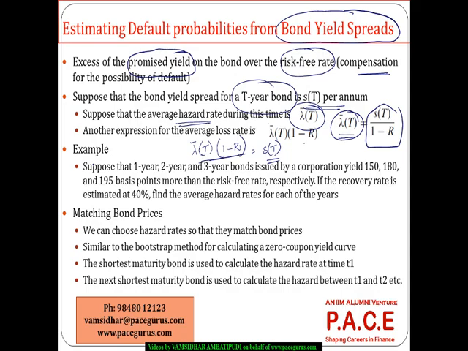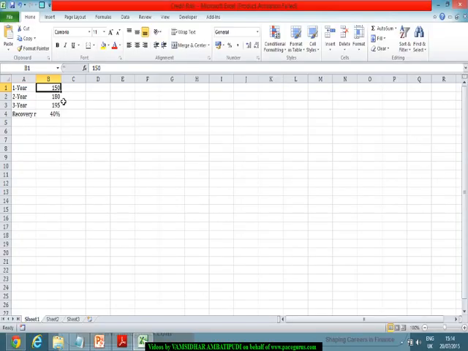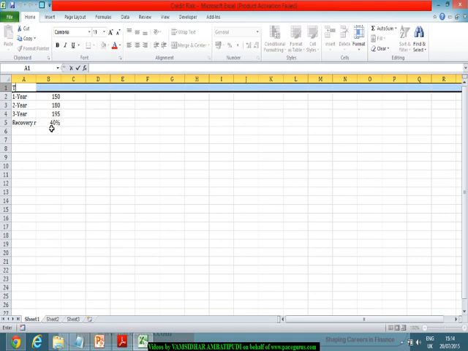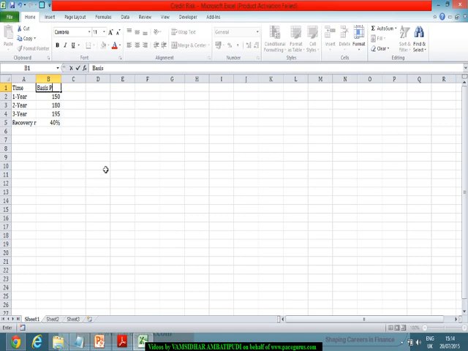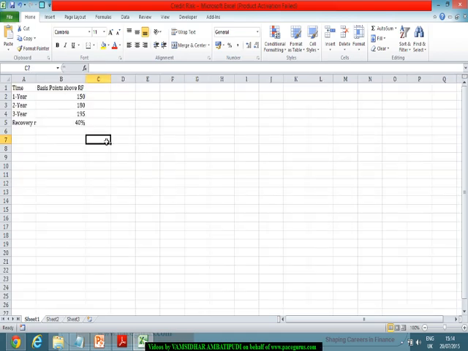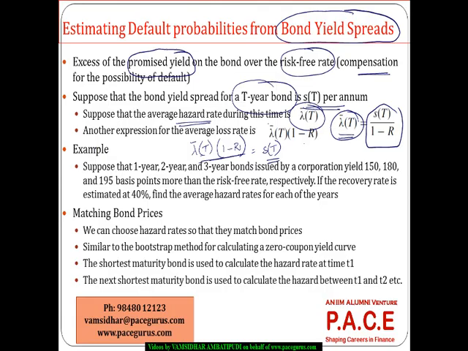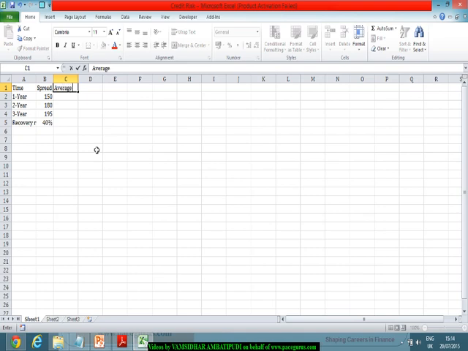So these are the spreads, and this is the recovery rate. So I could talk about the hazard rates. This is the time period, and here I am talking about the basis points above the risk-free rate, which is what we actually call the spread. Let me call it spread directly. From here I should be able to find out the average hazard rate.